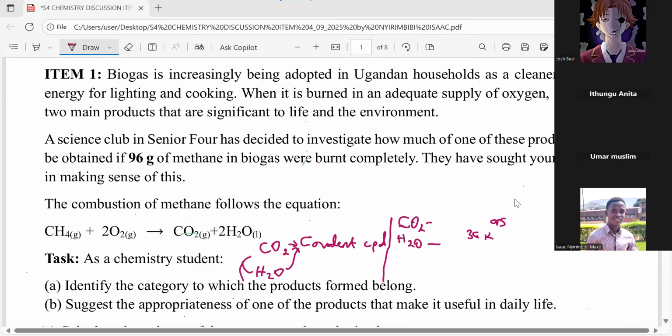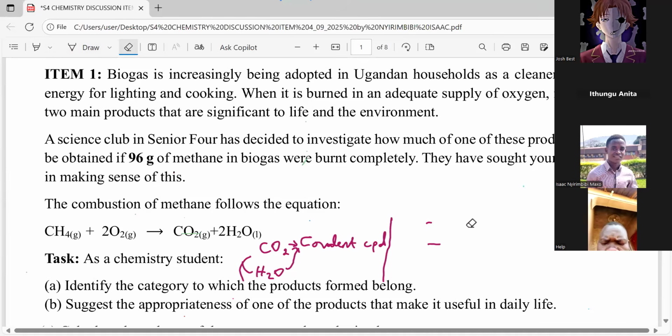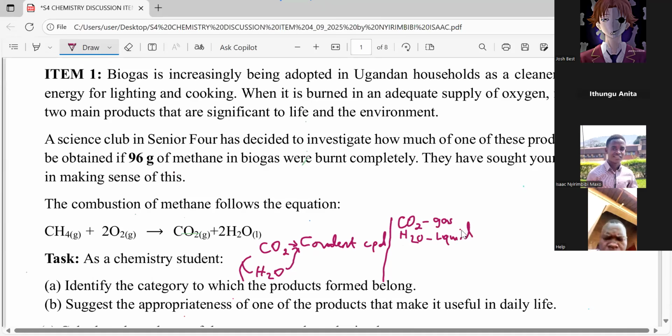Good afternoon. For me, I think we can use the categories for carbon dioxide to be a gas and then for water to be a liquid. Which reason are you giving? For gas, I'm giving a reason because it has very low intermolecular forces of attraction. Then for water, moderate intermolecular forces of attraction. Okay, thank you.